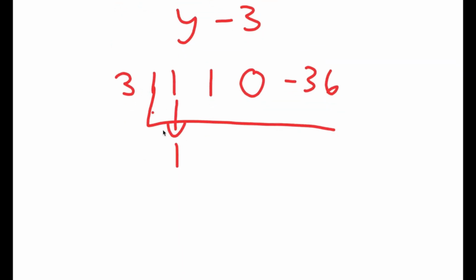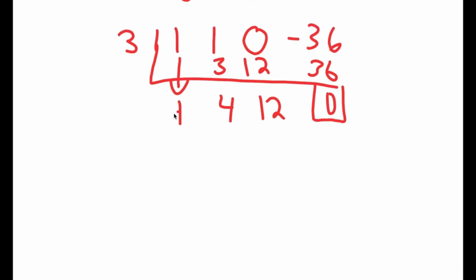So now we're going to drop down 1. 3 times 1 is 3. 1 plus 3 is 4. 3 times 4 is 12. 0 plus 12 is 12. And 3 times 12 is 36. Negative 36 plus 36 is 0. So I have a remainder of 0. And these are going to be the coefficients for my quotient right here. I have y squared plus 4y plus 12.